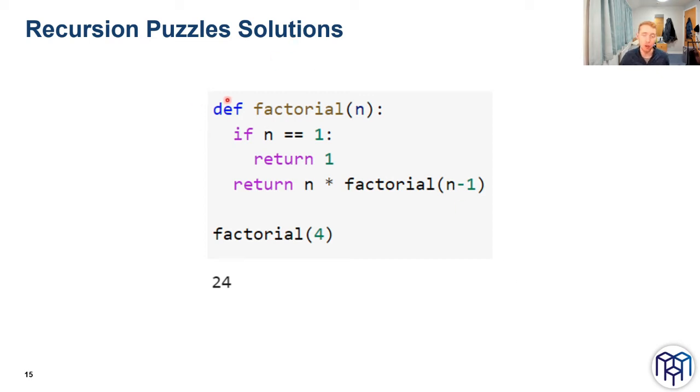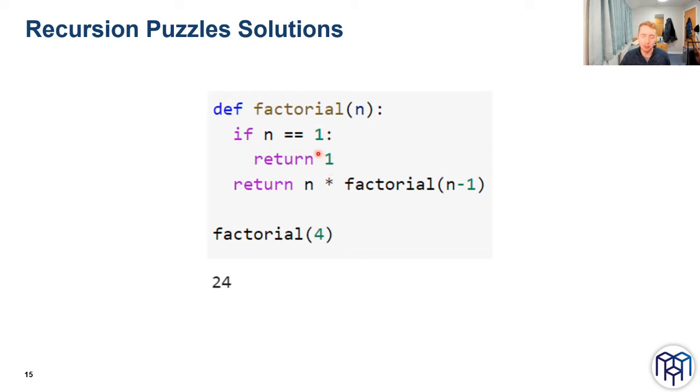So we're going to create a function called factorial. It's going to take an input of n, the number we want the factorial of. So if n is 1, well then what is 1 factorial? Well, it's 1 times, we're done. So it's just 1. So if n is 1, then we return the number 1.